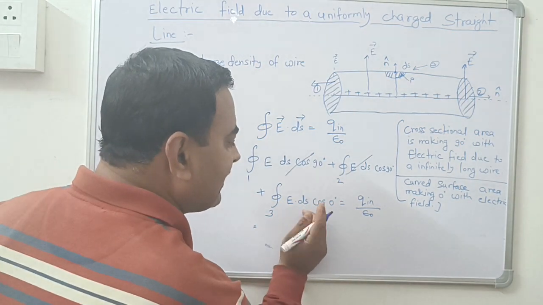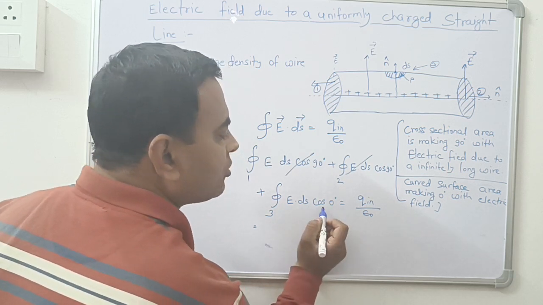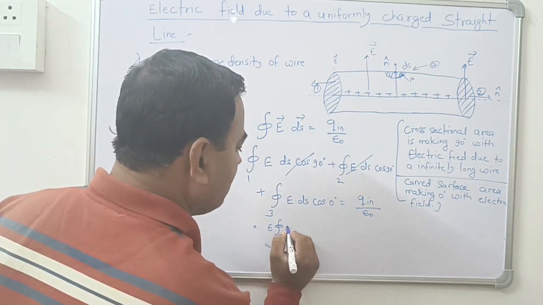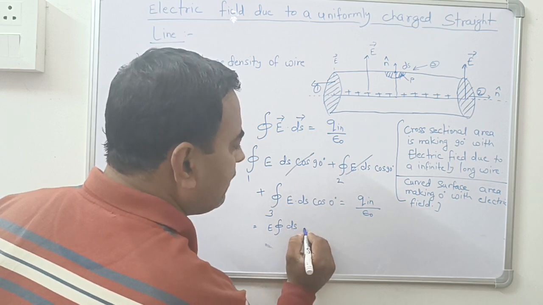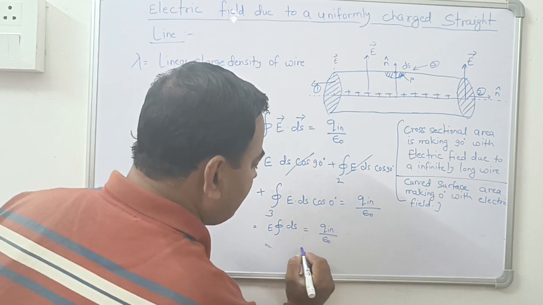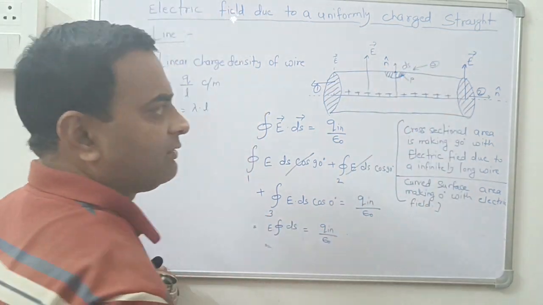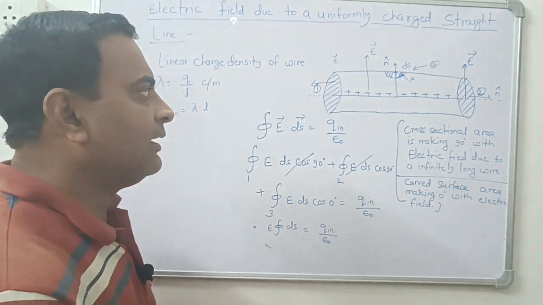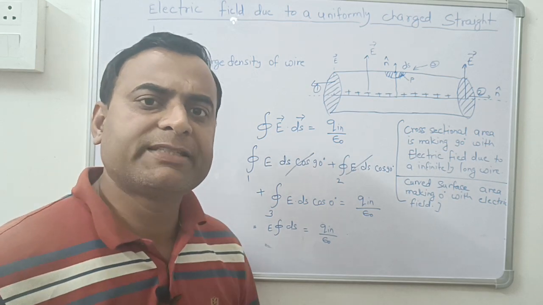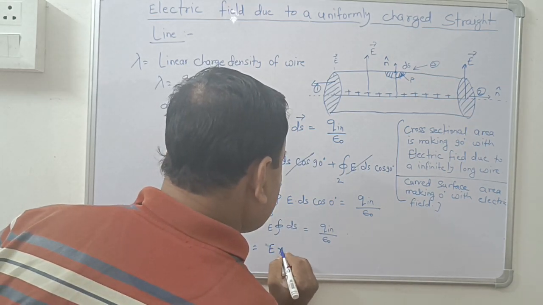So what is E dot ds? You already know that cos 0 is 1, so you have just E times the integration of ds, equal to q in upon epsilon naught. Now if we simplify further, what is the integration of ds? This is a curved surface, and you already know that for a cylindrical surface the area is 2 pi r l.